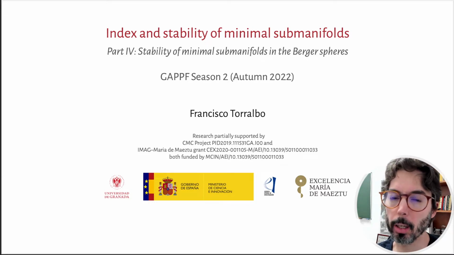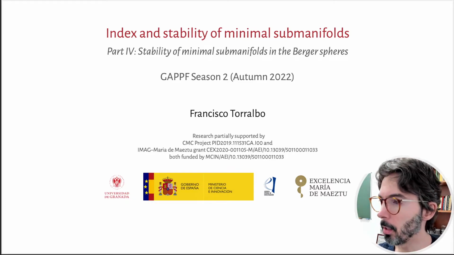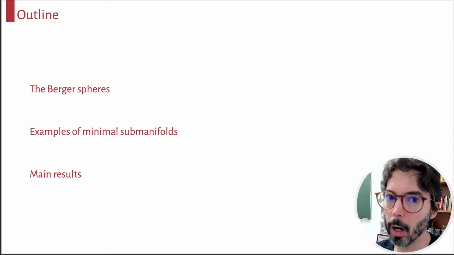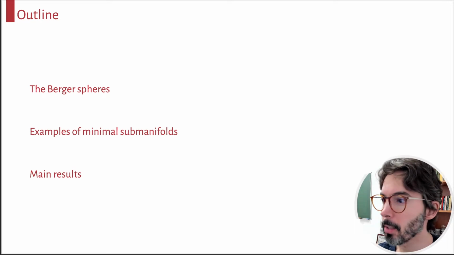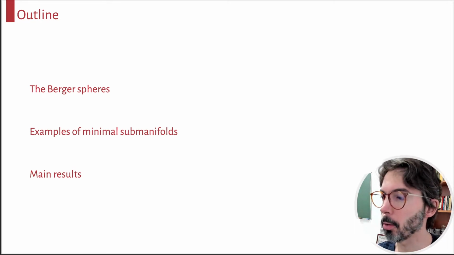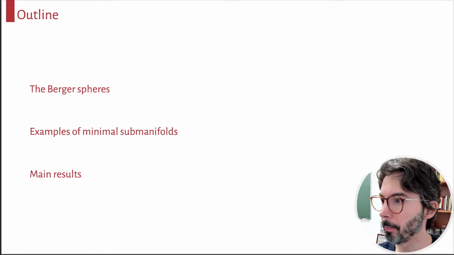In this part, I present some recent results concerning the stability of compact minimal submanifolds in the Berger sphere. So the talk is divided in three parts. In the first one, I will present what a Berger sphere is and its properties. In the second part, I will show examples of minimal submanifolds in the Berger spheres, and after that I will present the main results. And this is a joint work with Francisco Urbano.